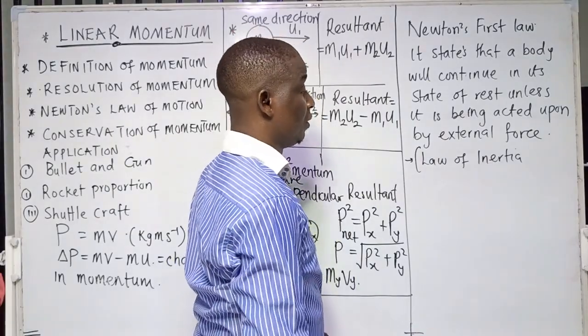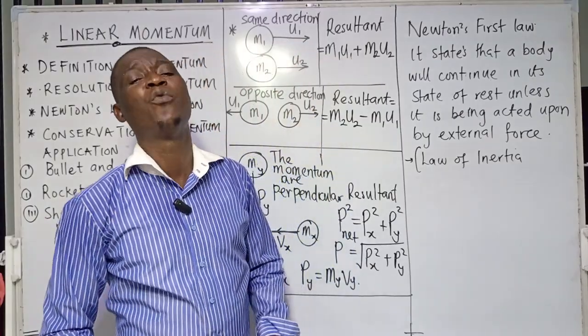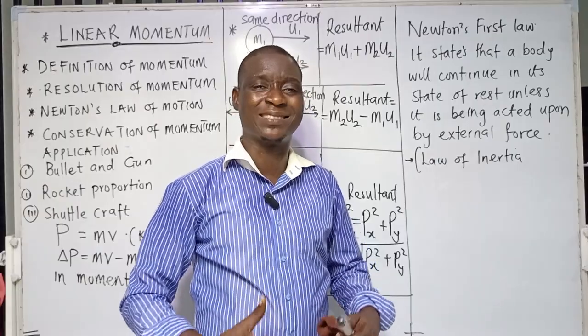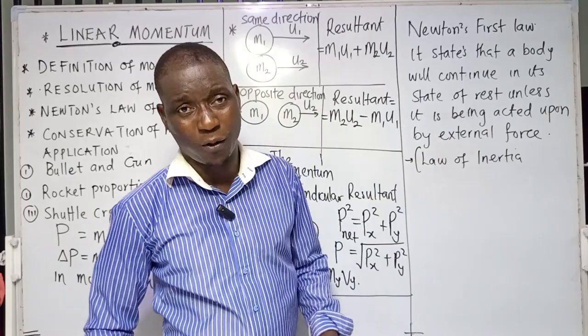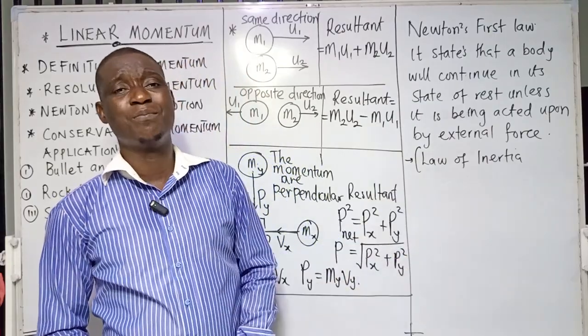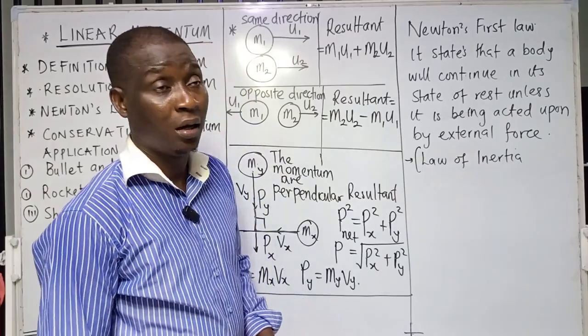Now, what we are saying is that you can restate this particular Newton's first law in terms of momentum and say that the momentum of a single object will remain constant or uniform for a uniform motion of the object. So that can be a definition of Newton's first law.